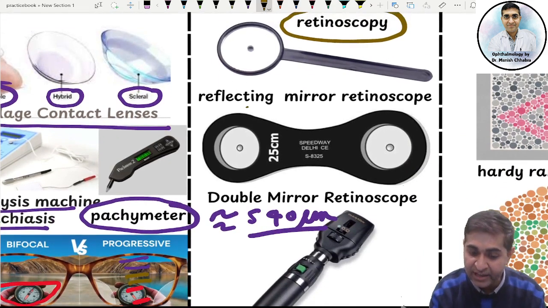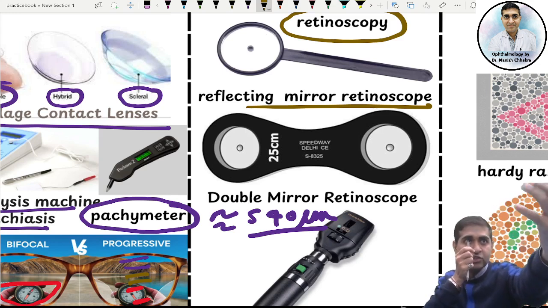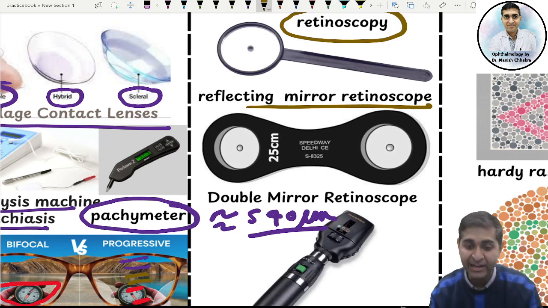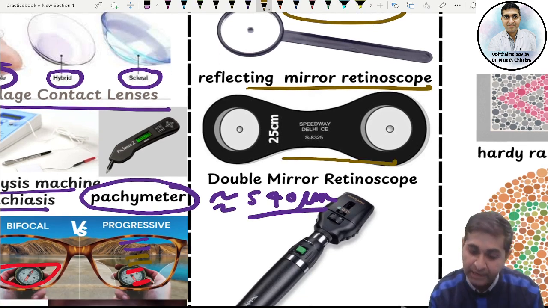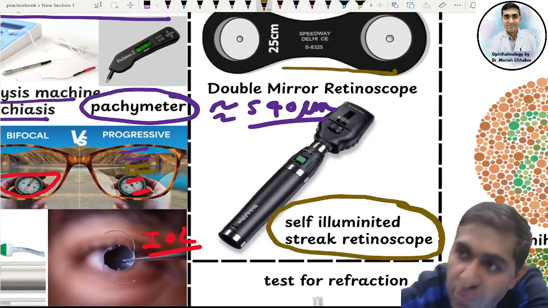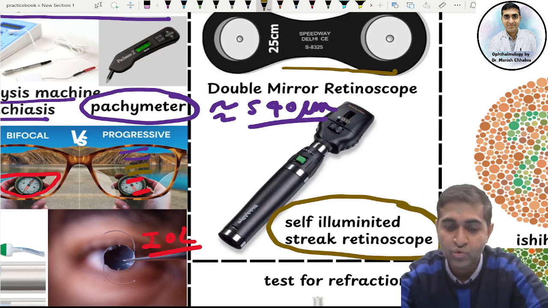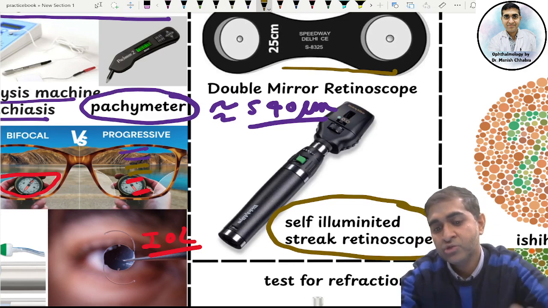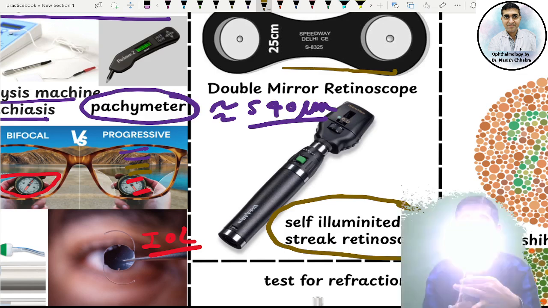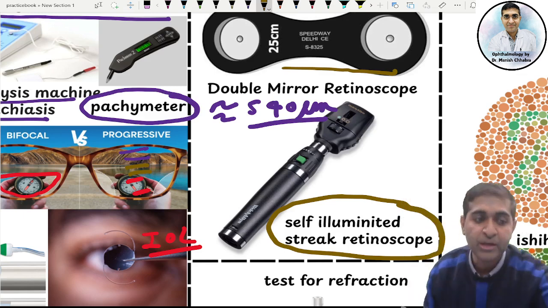Yes. And this is your reflecting mirror retinoscope. There's a bulb in the front and you have a mirror with a hole through which you reflect the bulb's light into the patient's eye and you look out for the movement of the red reflex. So this is again the double mirror retinoscope, but nowadays self-illuminated streak retinoscopes are present. Wait, I'm just going to show you. So this is your streak retinoscope. So this is your self-illuminated streak retinoscope. Yes. So you actually rotate it along the x-axis and you do it along the y-axis, and you appreciate the red reflex which is coming from the eye.